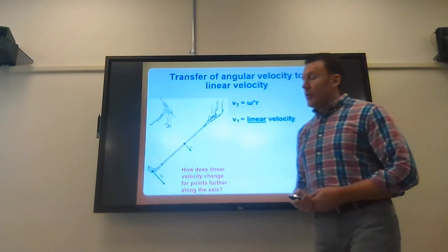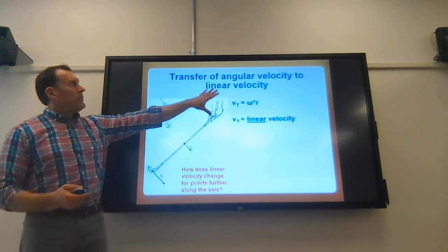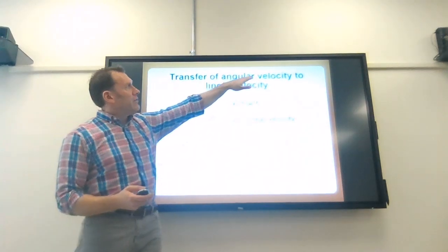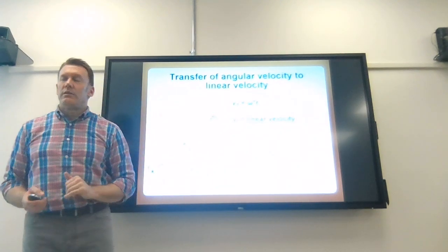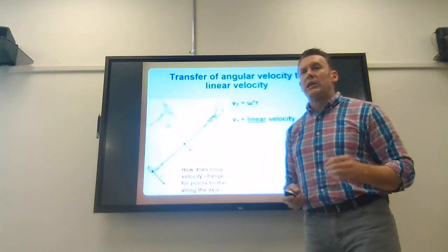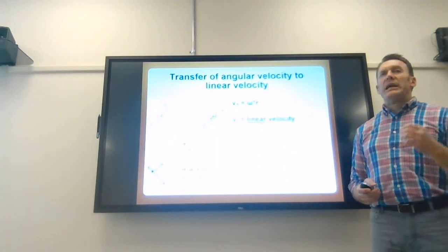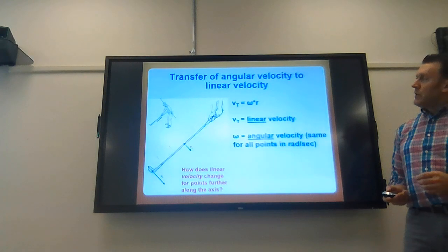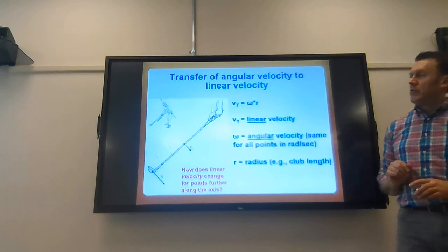Okay, so very important equation. This one equation pretty much defines the connection between angular velocity and linear velocity. So the V subscript capital T is linear velocity. Think of the release velocity of the baseball as a pitcher releases it. It's equal to two things multiplied together. The first one is the angular velocity.